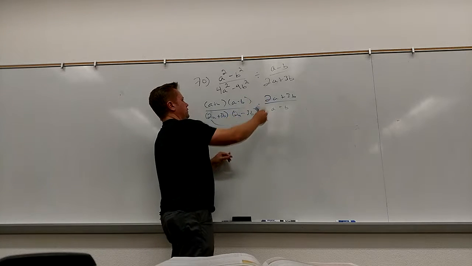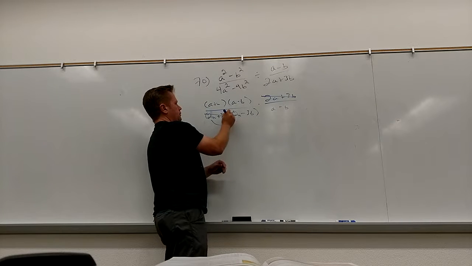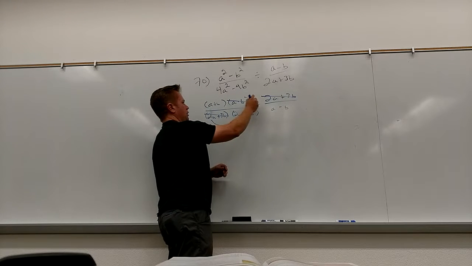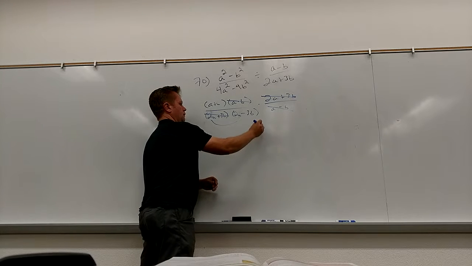So what dies? 2a plus 3b. Yeah, the 2a plus 3b dies. A minus b dies. So who's left alive? A plus b over 2a.